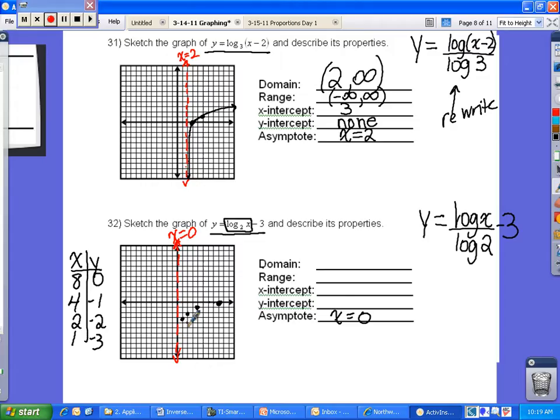And again, we do not want to cross that asymptote, so therefore I'm going to draw it, and it's going to then all of a sudden just drop down very steeply. Okay? Let's talk about my properties now.